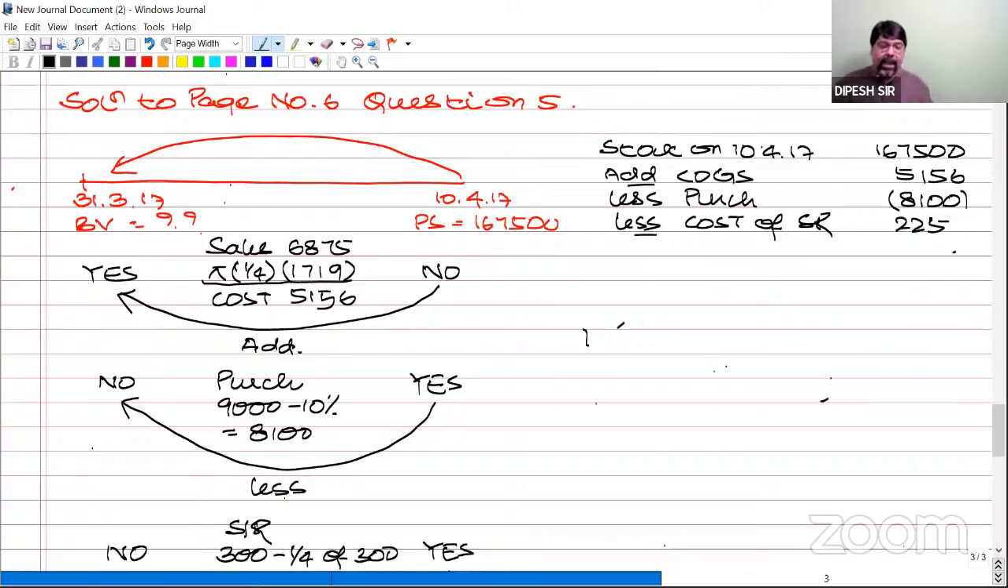Thereafter, after stock taking, it was found that there were certain very old, slow-moving items costing rupees 1125 should have been taken at 525.